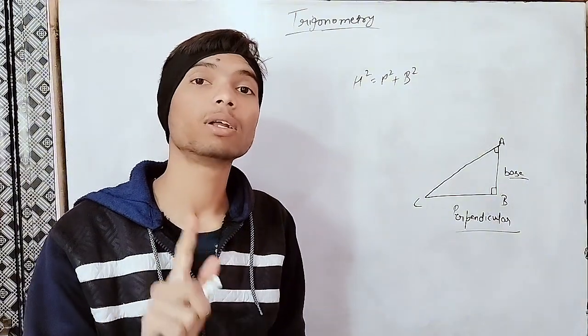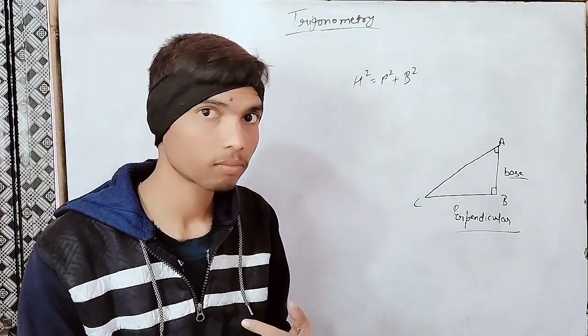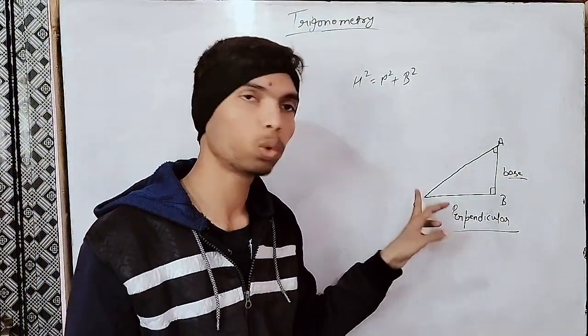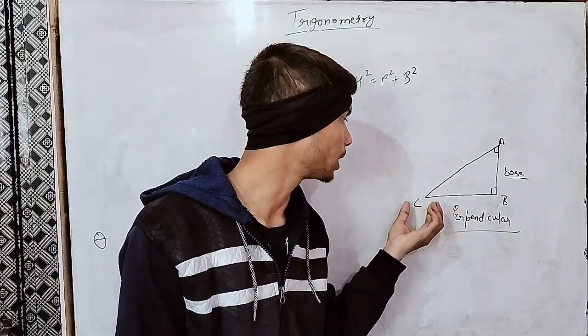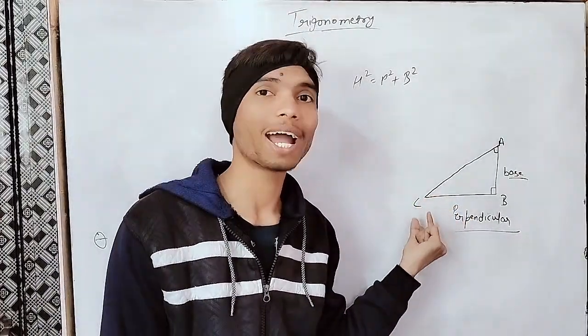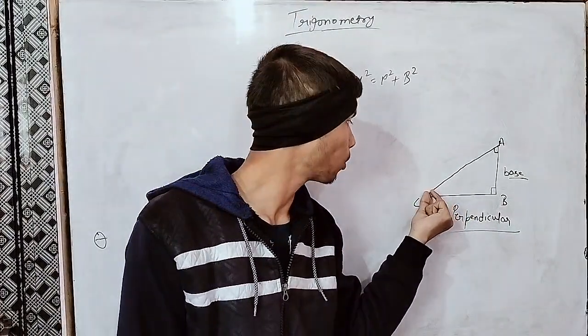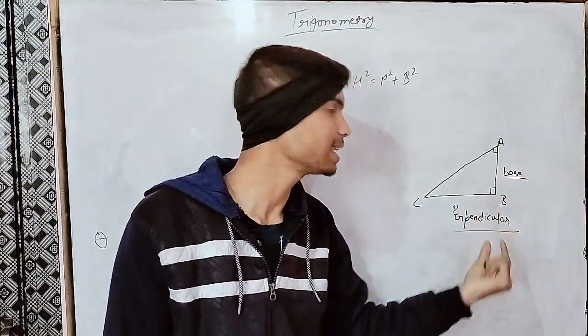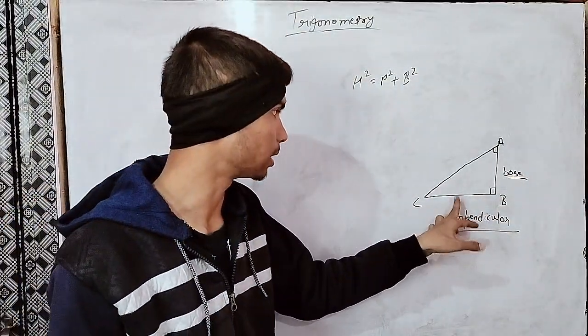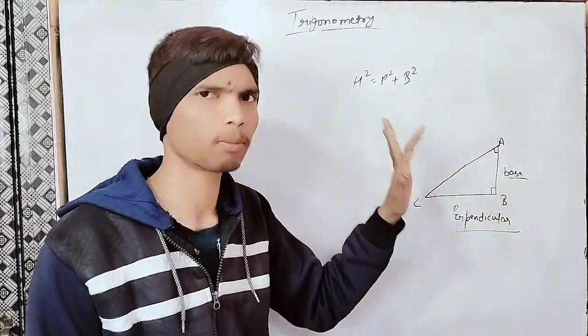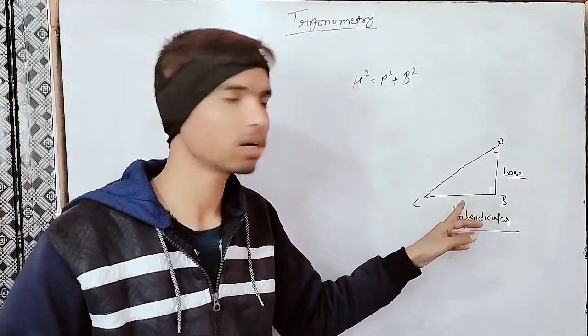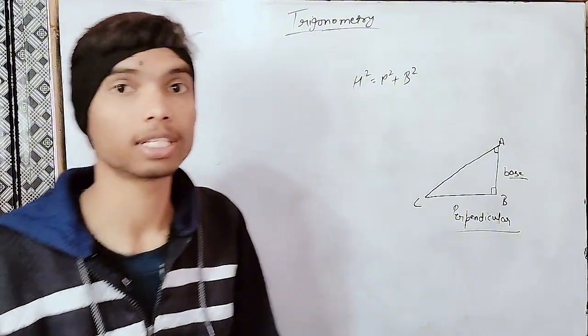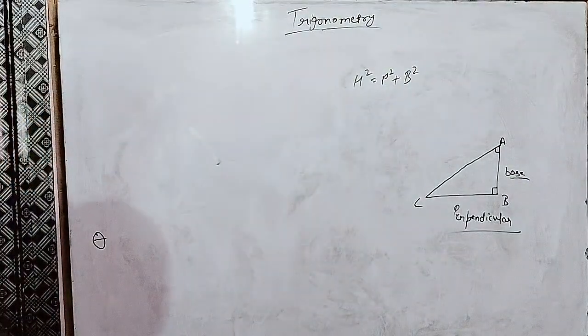Will the perpendicular be the same? No. According to theta, the angle, our perpendicular will be opposite to angle C. So the side opposite to angle C is this side. This side is our perpendicular, and this is already the hypotenuse, and the remaining side is the base. Got it?